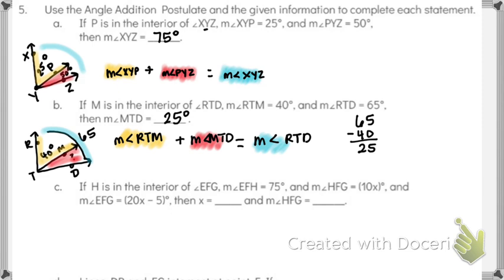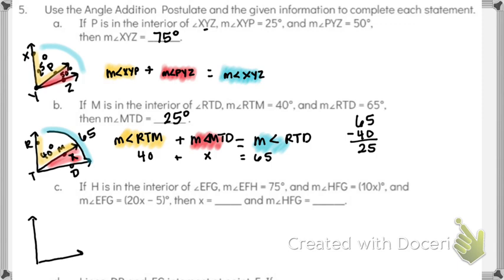Now, if I was doing this one, you remember how I put a question mark there? You can always replace it with X. And it would look like this. Substitution, 40 plus X equals 65. Now, if I was trying to solve this one, I would get that X by itself by getting rid of 40. I would do minus 40 on both sides and get X equals 25. Let's look at C.